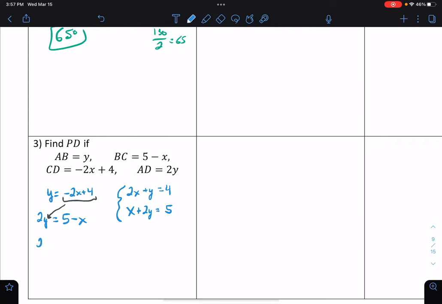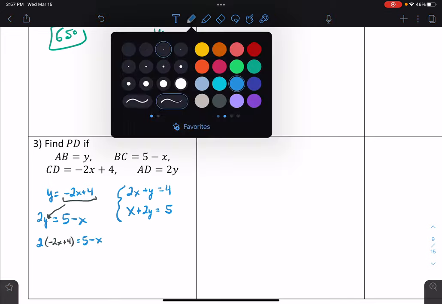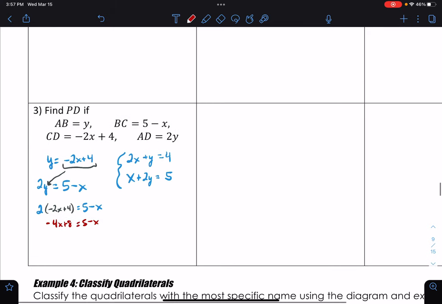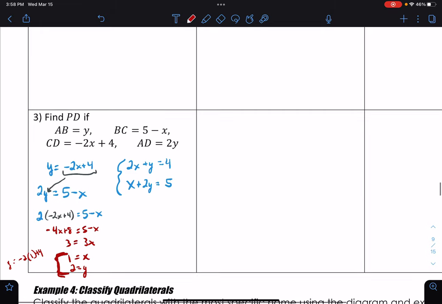Okay, so it's going to be 2 times my substitution, negative 2x plus 4, equals 5 minus x. So as I solve this, it's going to be negative 4x plus 8 equals 5 minus x. So then that's going to be 3x equals 3, so x equals 1. And if I plug that back in, y equals negative 2 times 1 plus 4. That means y will equal 2. So here we've got what our x and our y are. So I'm going to plug that in then.